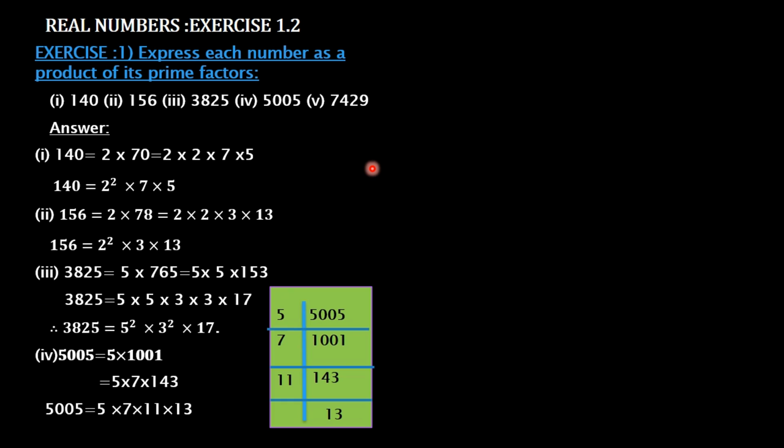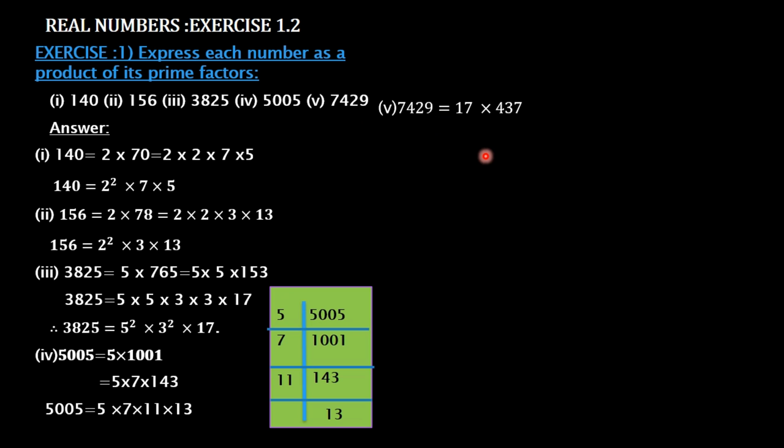Here, next problem, I am giving you something extra that many of you may not know. There are some divisibility checks for 7, 9, 11, etc. Let us study that too if you are interested, or you can do it by the prime factorization method and find out the prime factorization. Then what about 7429?